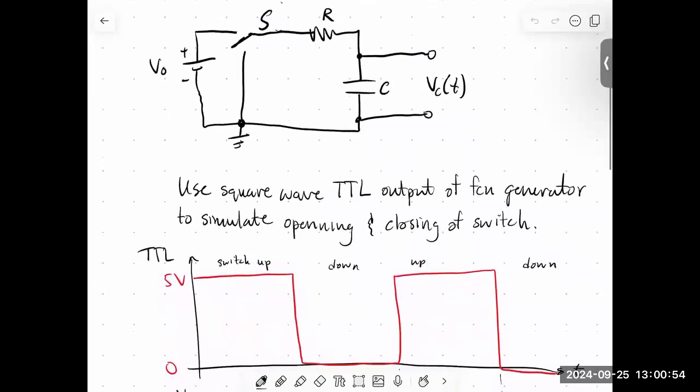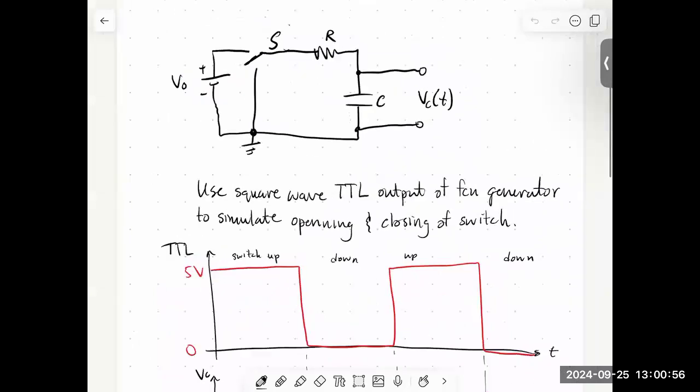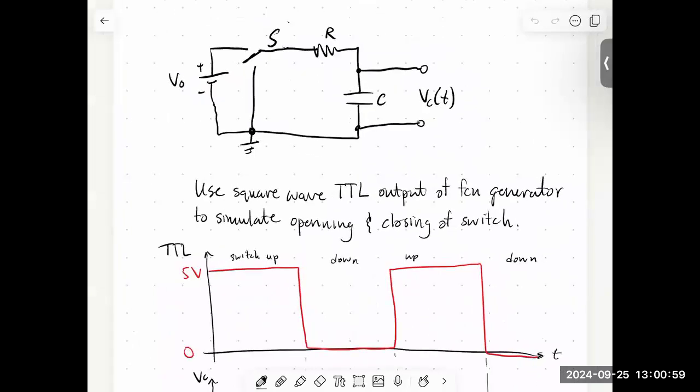All right, so in Lab 3, you're going to study the series RC circuit. The idea is that we're going to have a battery that we can either include in the circuit by flipping the switch up or remove by flipping the switch down. Now, you're not actually going to have a physical switch when you do your experiment tomorrow. So instead, we'll use the TTL output of the function generator, which outputs a square wave that goes 5 to 0 to 5 back to 0.